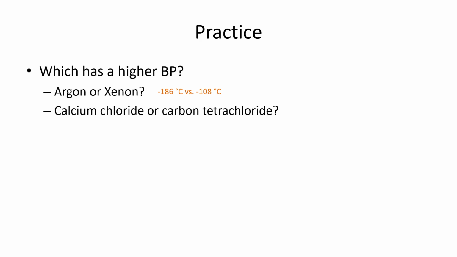What about calcium chloride or carbon tetrachloride? I hope this one is a little easier for you. So calcium chloride is ionic, carbon tetrachloride is covalent. Ionic bonds are much, much stronger than your covalent bonds. And so with this example, for instance, you've got calcium chloride is 1,935 degrees Celsius, whereas carbon tetrachloride is 77 degrees Celsius. And so in this case, ionic bonding makes a huge difference. You have a much higher boiling point because you have much stronger intermolecular forces.